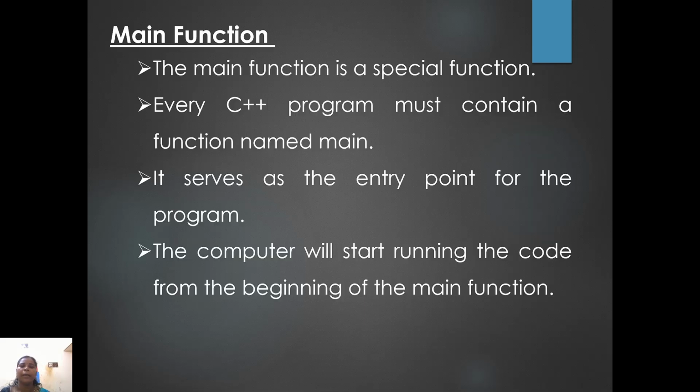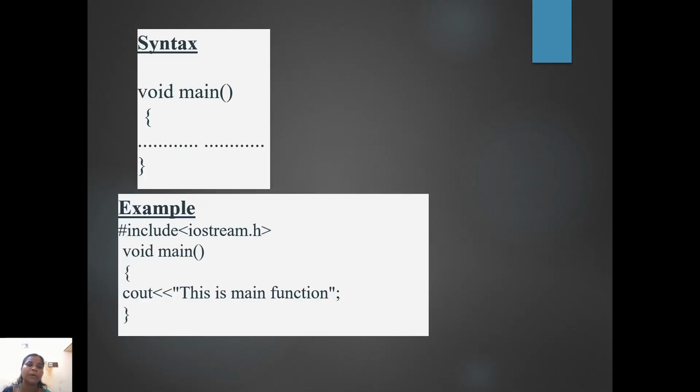Main function. The main function is a special function in C++. Every C++ program must contain a function named main. It serves as the entry point for the program. The computer will start running the code from the beginning of the main function. This is the syntax for the main function.